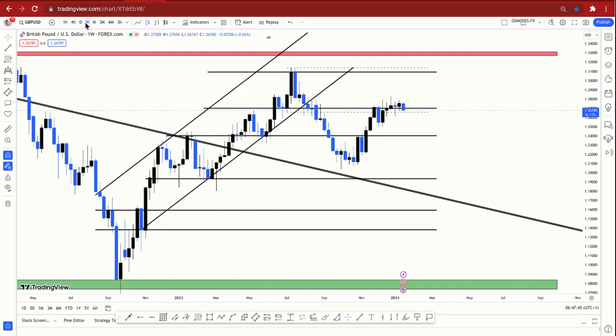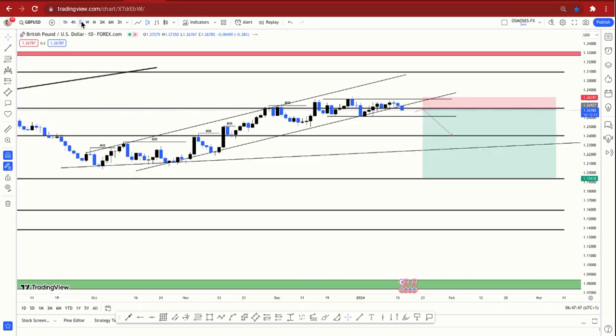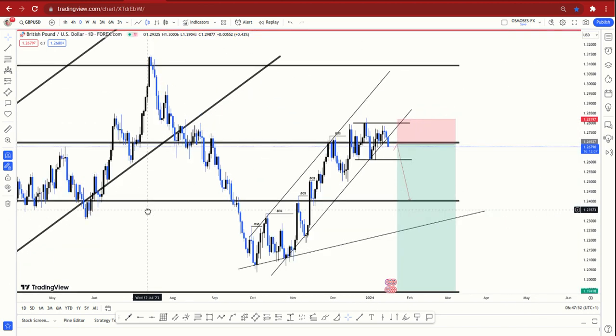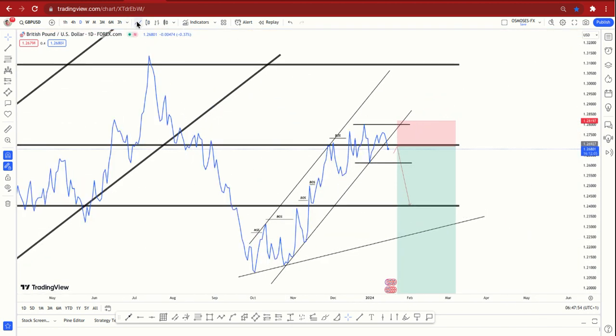Okay, so when we go down to daily, this is where things get more interesting. On the daily, look at, we followed this trend, ascending channel, we followed it up, and presently this is the highest high and this is the highest low, and price inside this zone has started forming a W setup. You can see price is forming a W setup.